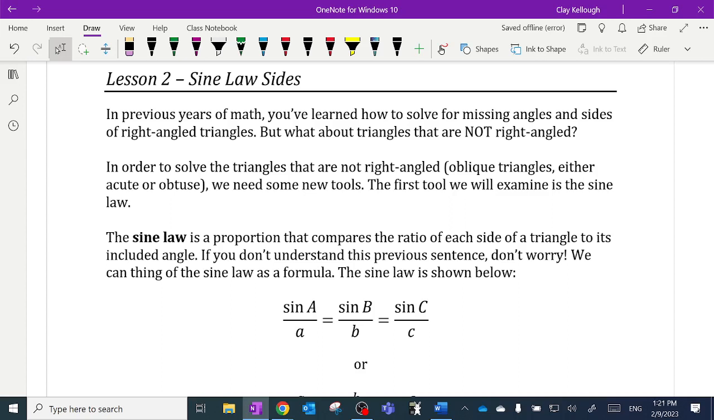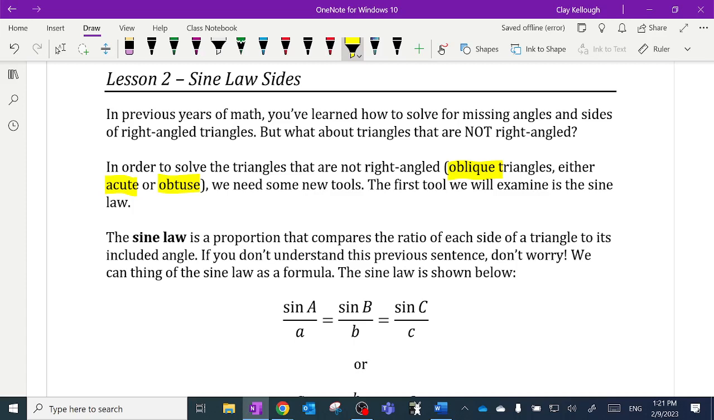In order to solve the triangles that are not right-angled, and the word for that is oblique triangles, that's a fancy word that means doesn't have a right angle. The two words that are more specific are, remember, acute, all the angles are small, and obtuse, one angle is bigger than 90. So oblique triangles, which can be acute and obtuse, need a different tool.